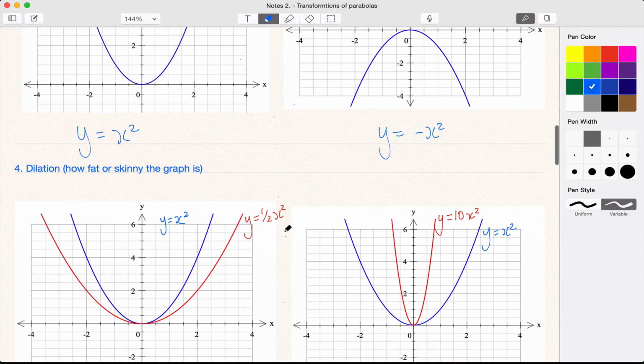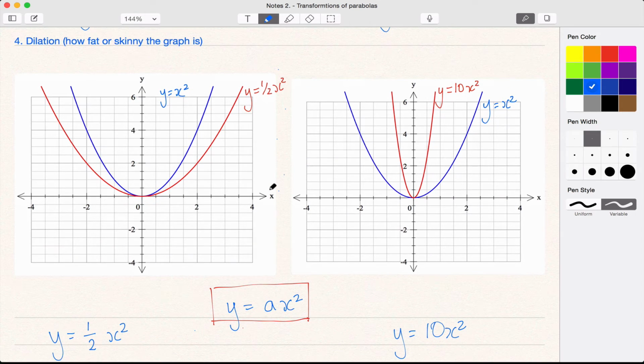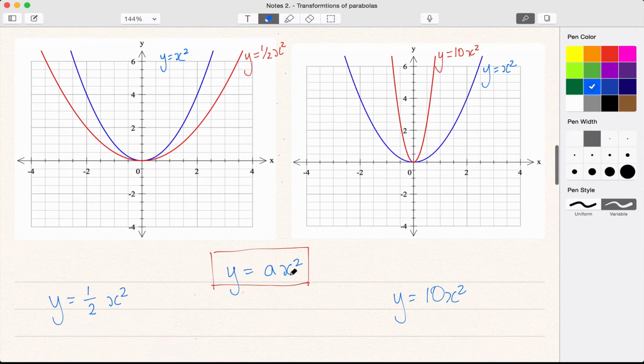The fourth type of transformation is called dilation, and that means how fat or skinny the graph is. So on both of these examples, I've put the graph of y equals x squared. It's this one here, and it's in blue, and I've labelled it. And here's y equals x squared again in blue and labelled.